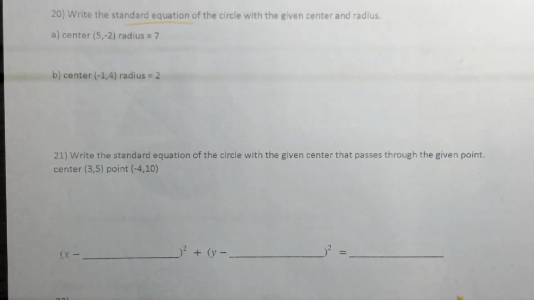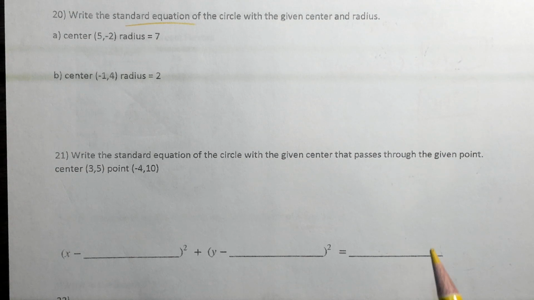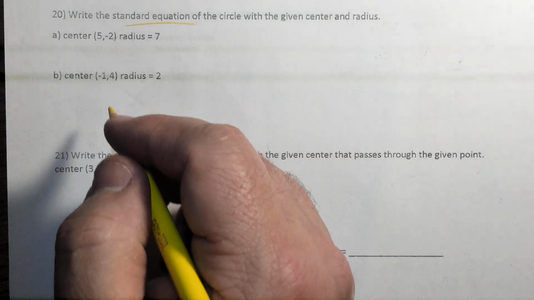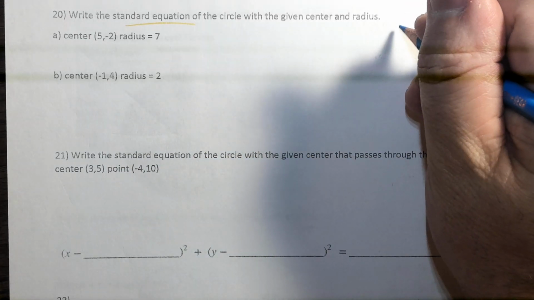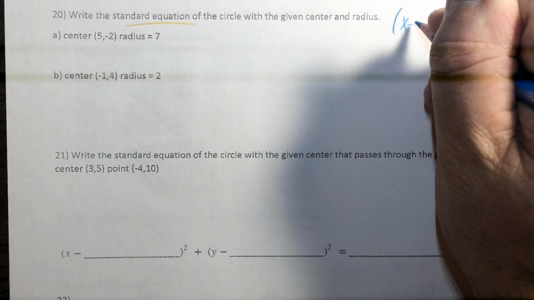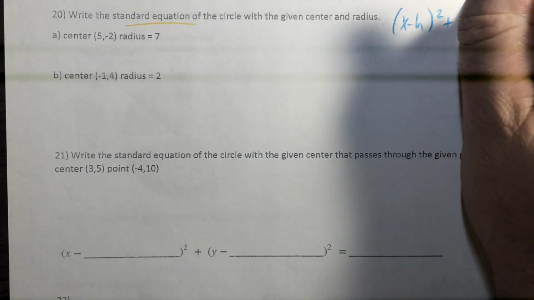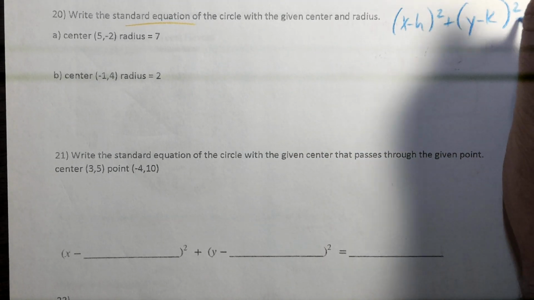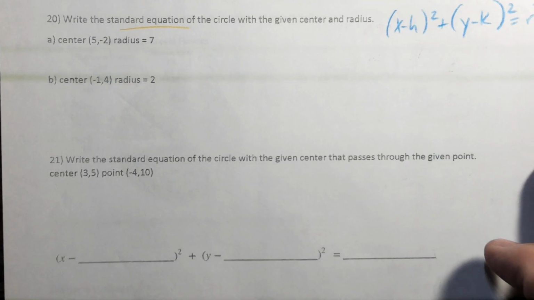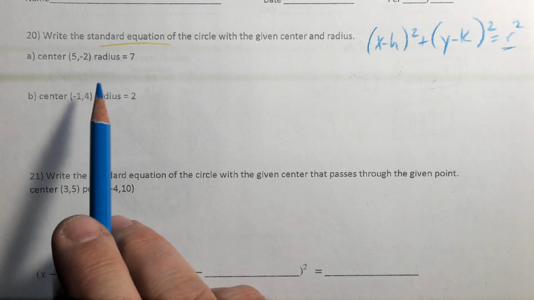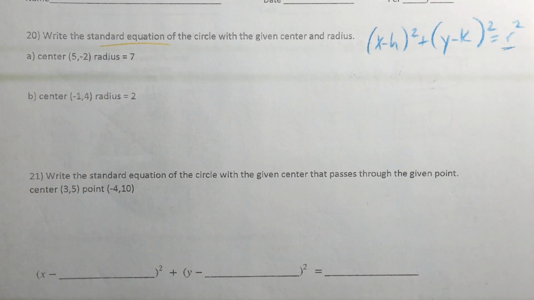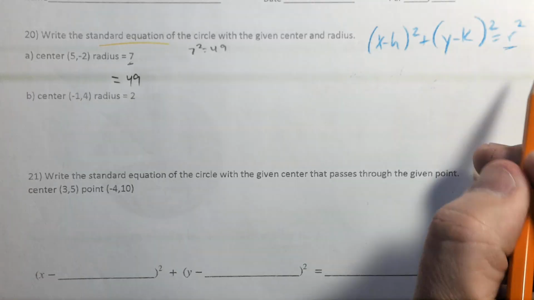So, standard equation of a circle given the center and the radius. So here's the center, here's the radius. We found out in module 10 this formula is x minus h squared plus y minus k squared is equal to the radius squared. When we write it, it would be the radius squared. So for this one, the radius is 7. 7 squared is 49. So this is going to be equal to 49 because it's radius squared.